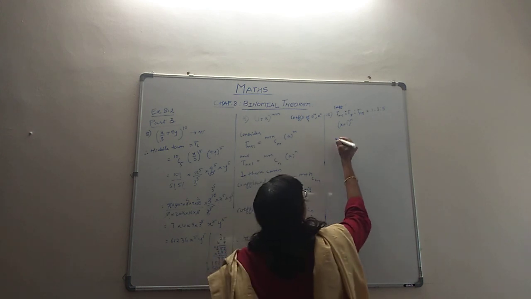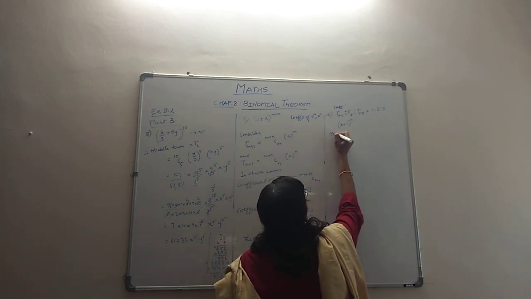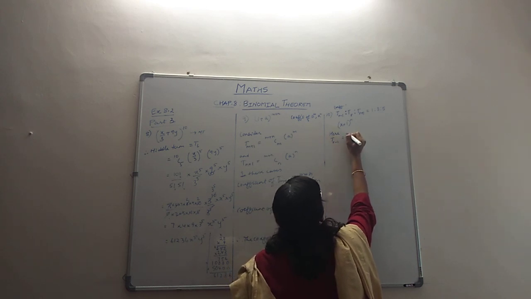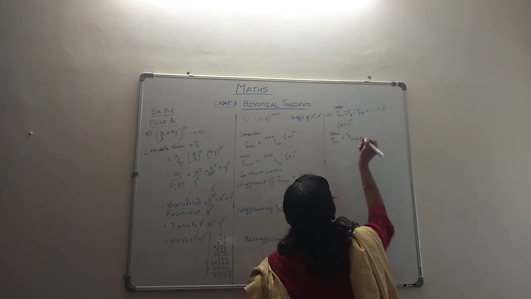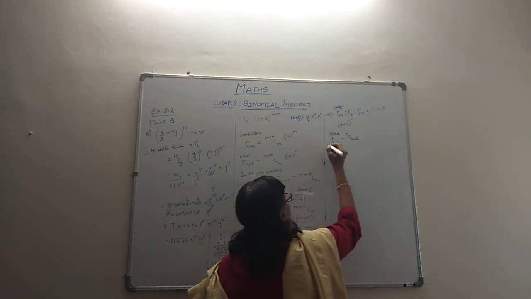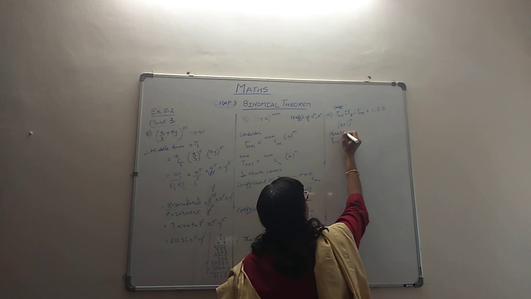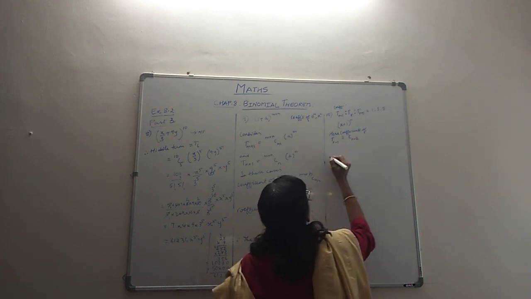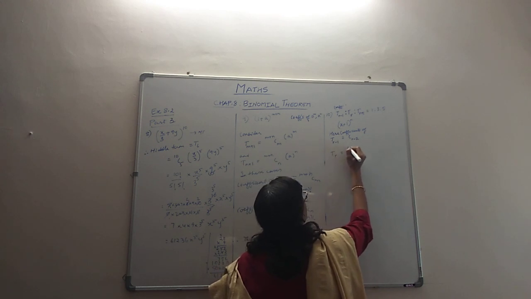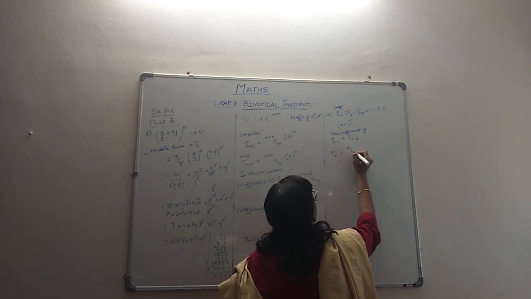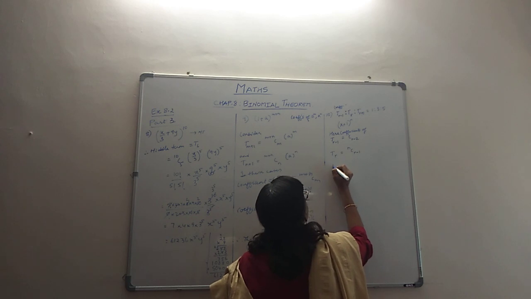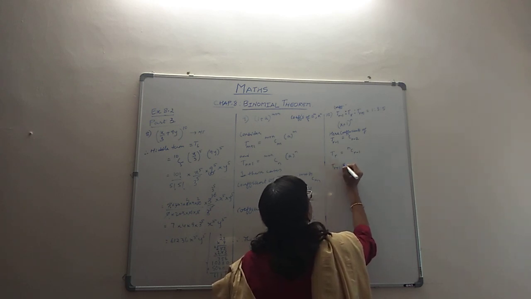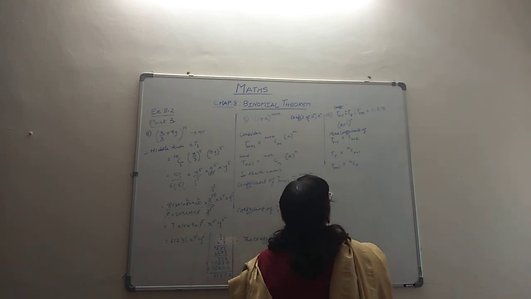In general, let's get all these terms. t_(r-1) is going to be nC(r-2). We require only the coefficients. So the coefficient of t_r is going to be nC(r-1), and then for t_(r+1) it is nCr.